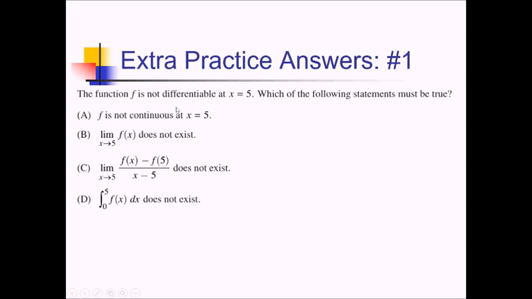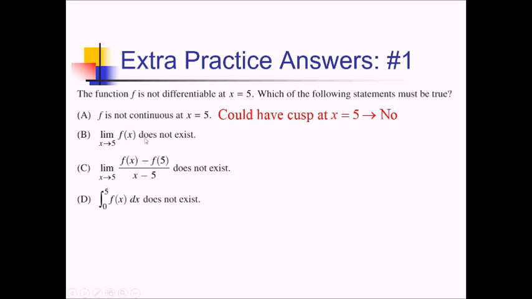So for the first choice here, f is not continuous at 5. Well, there are different ways to be not differentiable. Certainly not being continuous is one of them. But there are non-differentiable spots that are continuous. For example, we could have a cusp at x equals 5. So this is not necessarily a true statement because we could have a continuous non-differentiable spot.